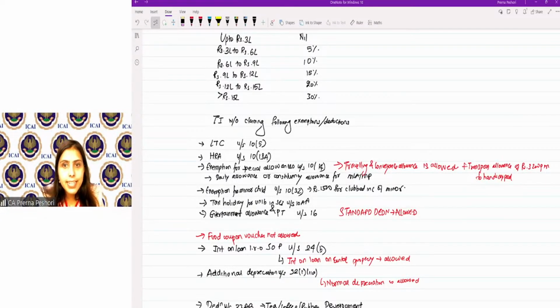Secondly, as I said, the depreciation will be allowed, but that shall be restricted to 40%.